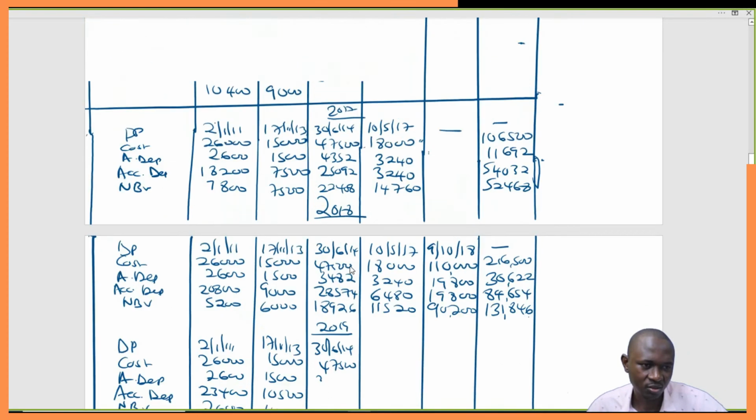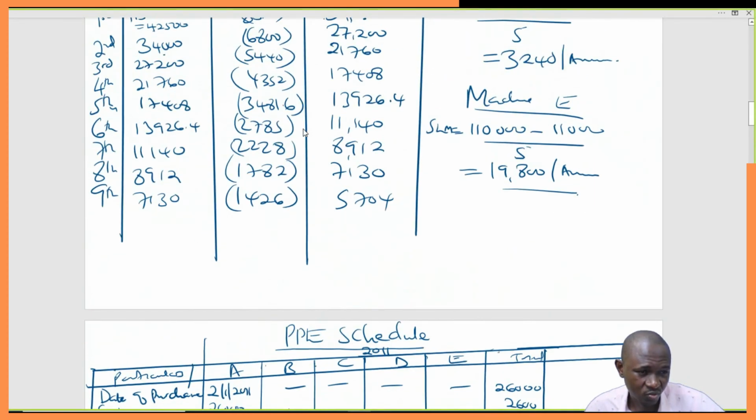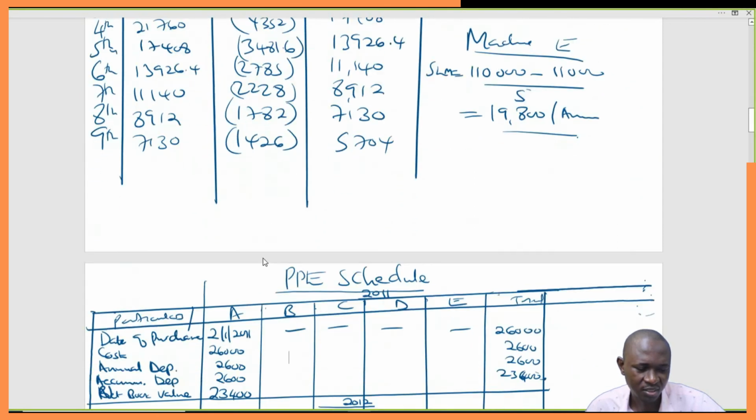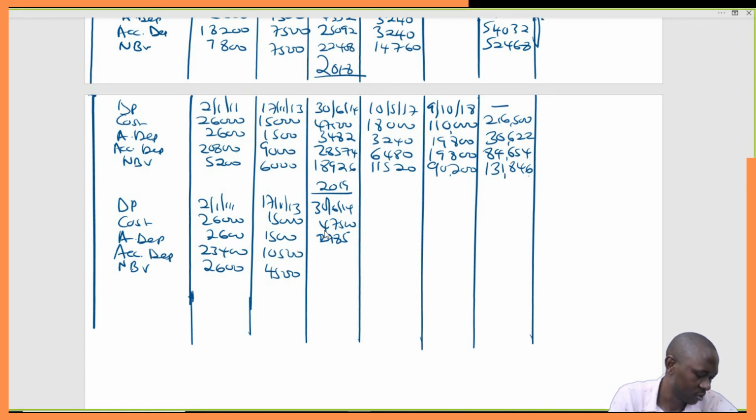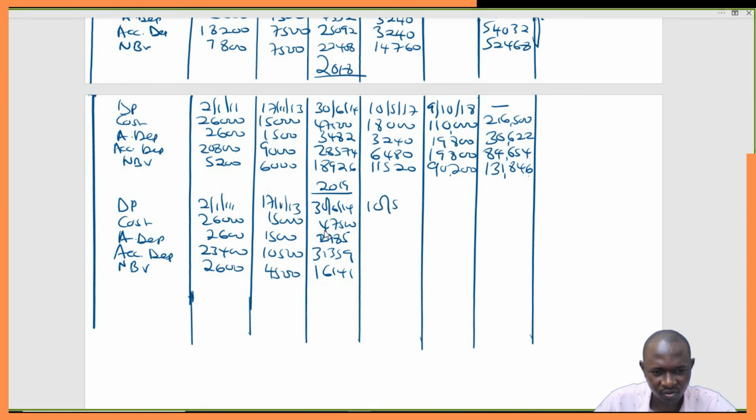Oh, wow, this one is not 3482. You see, that's the speed you're supposed to be moving at. It is 2785. So say here 2785. So 2785 plus 28,574. That gives you 31,359. So 31,359 minus 47,500. We have 16,141. Then you come here 10,517.